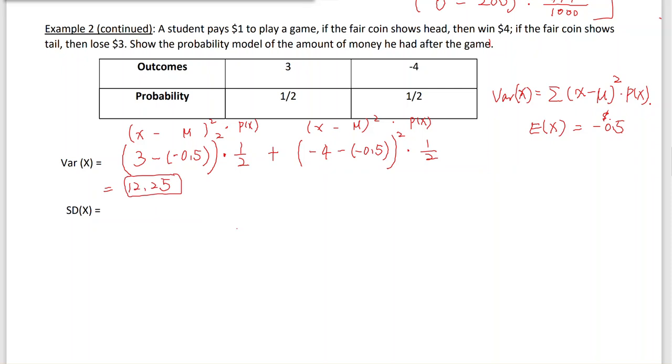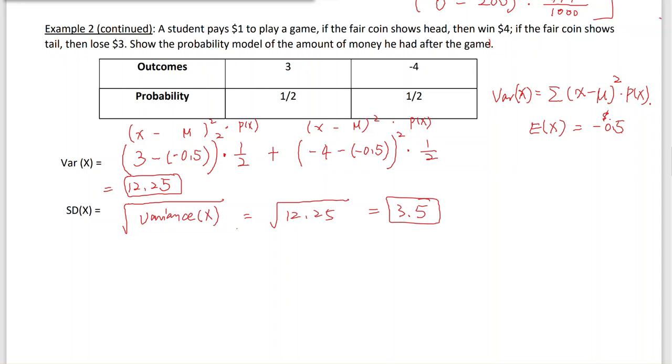All right, then what is the standard deviation? The standard deviation will be equal to the square root of the variance of x, which is the square root of 12.25, which is 3.5.